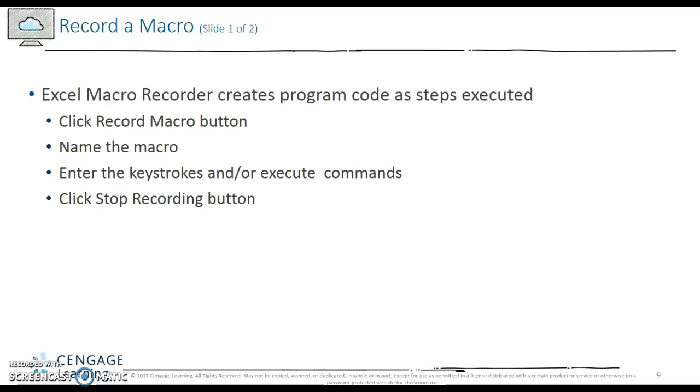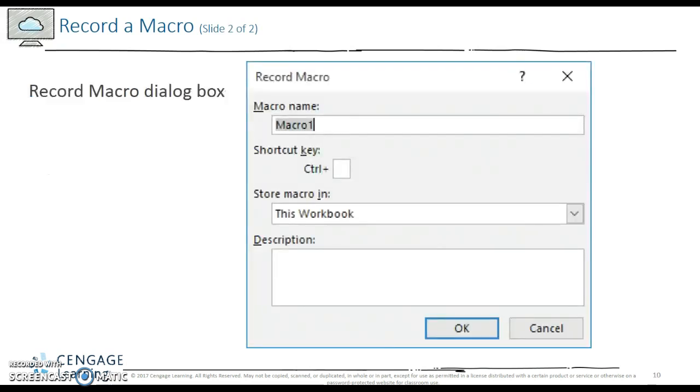The Excel macro recorder creates program code as the steps are executed. It does exactly what it says: it actually creates the steps in order for a macro to function. You click on the Record Macro button, you name the macro, you enter the keystrokes or executable commands, and then you click Stop. And what it does is create that automation for you.